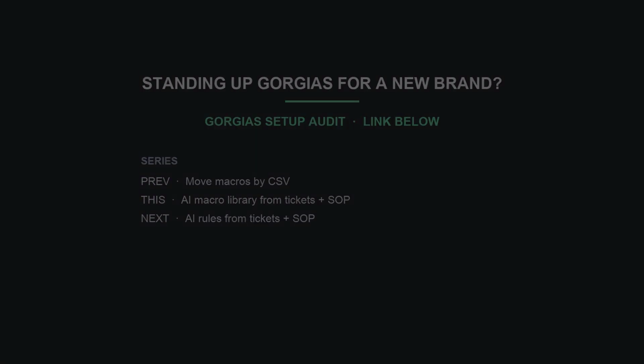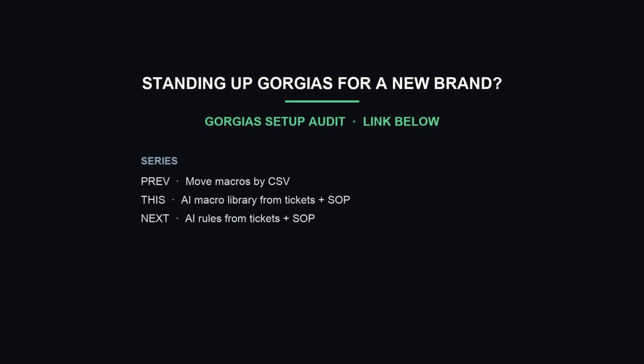Previous video, how to move a macro library by CSV. Next, build Gorgias rules the same way. Tickets plus SOP with Cursor.